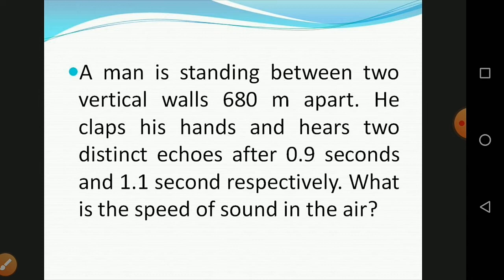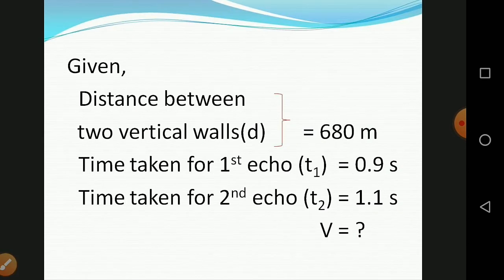If the given value is the distance between the two vertical walls, that means d is equal to 680 meters, the time taken for the first echo t1 is equal to 0.9 seconds, and the time taken for the second echo t2 is equal to 1.1 seconds. We need to find the speed of sound, that means v.